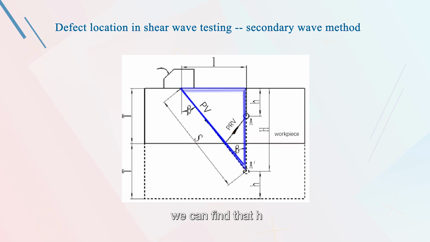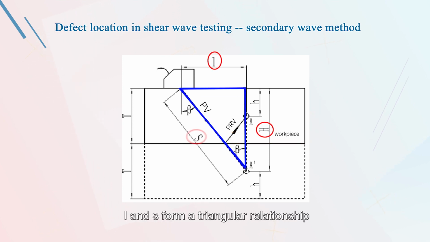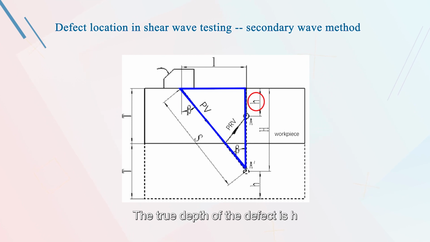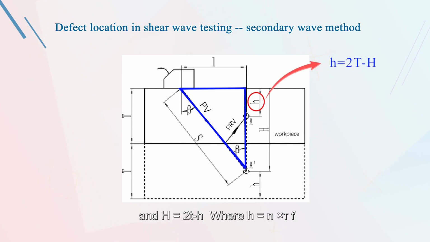At this time, we can find that H1 and S form a triangle relationship in the blue triangle shown in the figure, as you can see here. The true depth of the defect is H, and H equals 2T minus H1, as we can see here. There is another formula I hope you can remember.